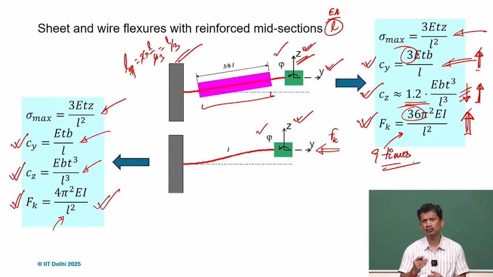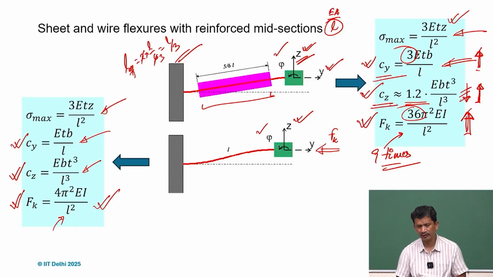So it's not 1 or 2 times, but 9 times. If we reinforce the mid section by 5 by 6 L, and the compliant section is L by 3, so 1 by 6 L on either side, what we have observed is that we are not losing any range of motion, so sigma max is the same. Cy has increased 3 times, which is good. Yes, we are losing Cz, so compliance has reduced, so the stiffness has increased, 20 times more.